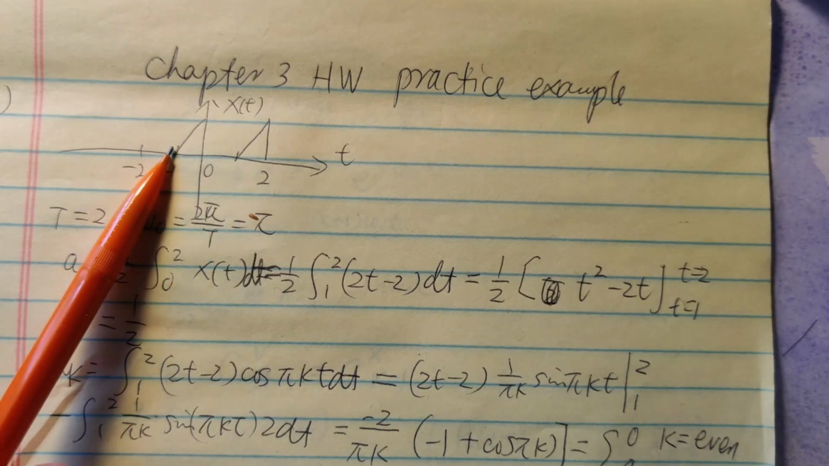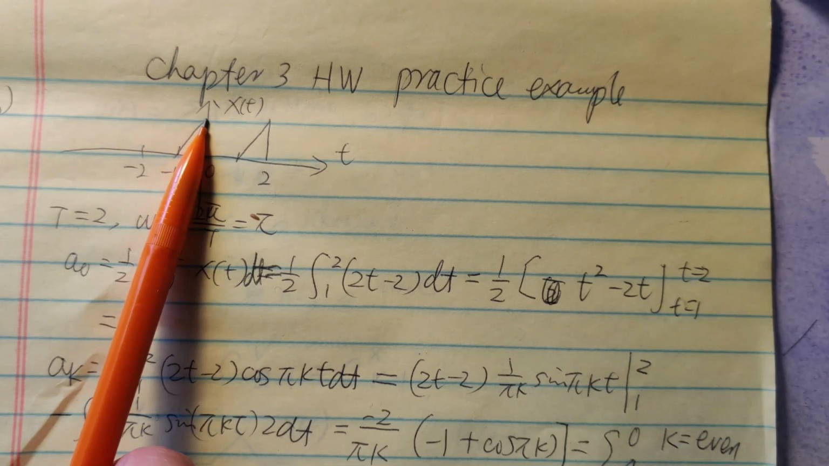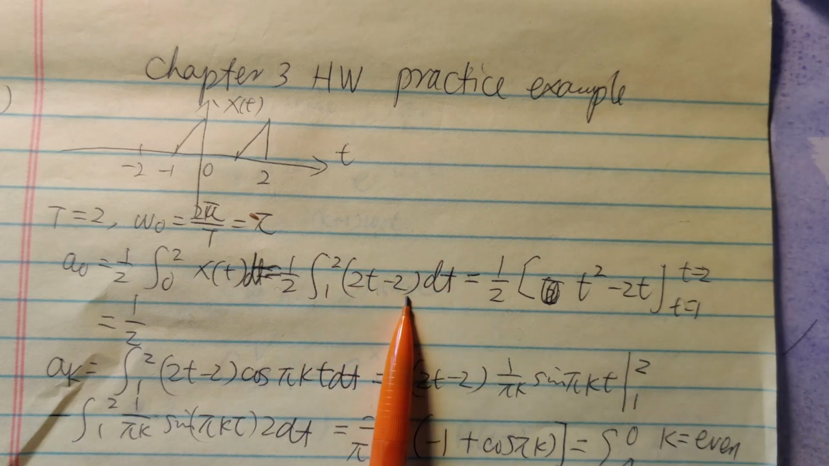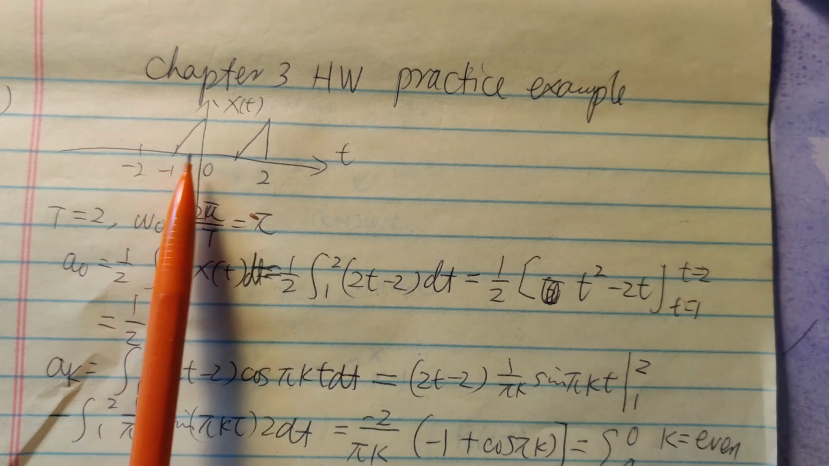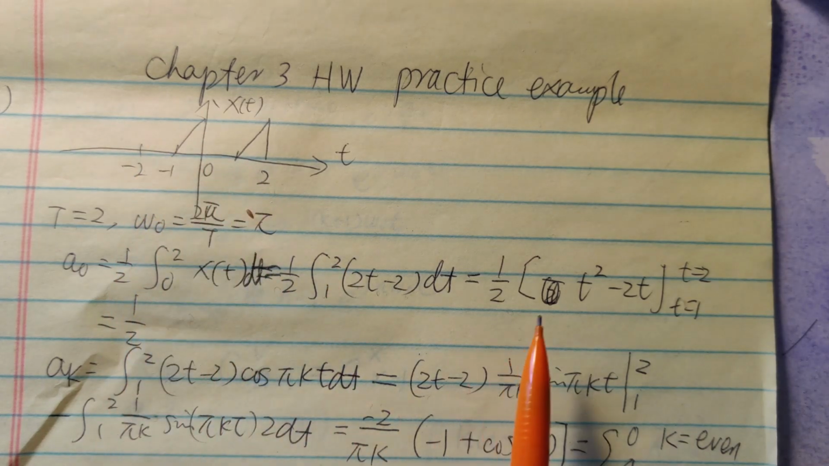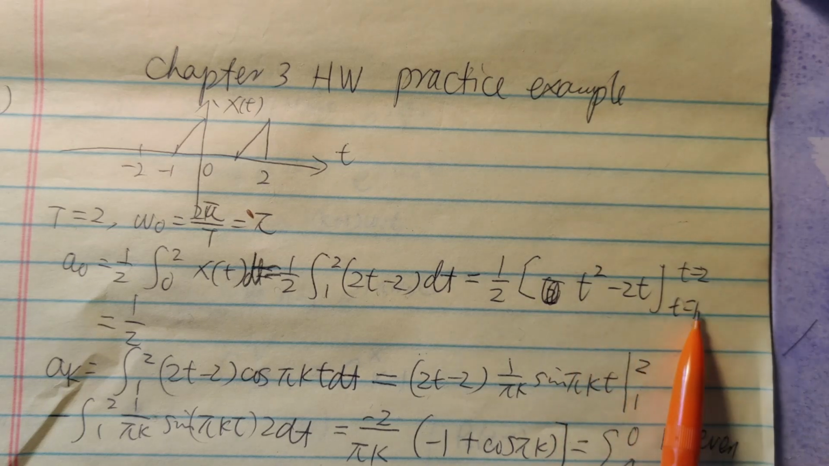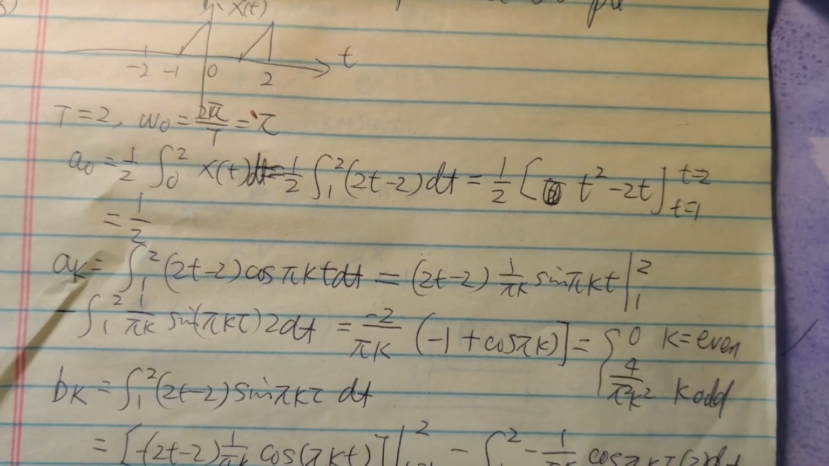So we know the slope is 2, right? Slope is 2. And here, when t is 0, there is 2. So we have 2t minus 2. Calculate the integral. Now I change my duration from 1 to 2, because only from 1 to 2 does it have value. So the integral of 2t minus 2, we have t squared minus 2t, two boundaries, and we get a0 is half.